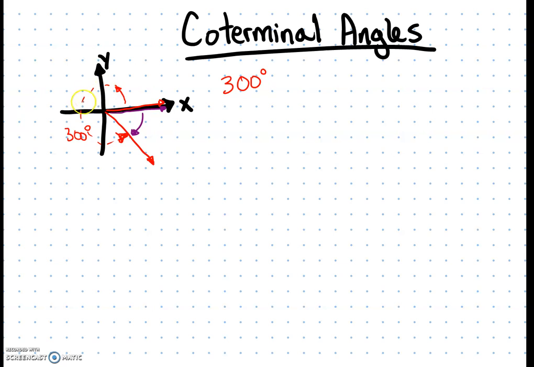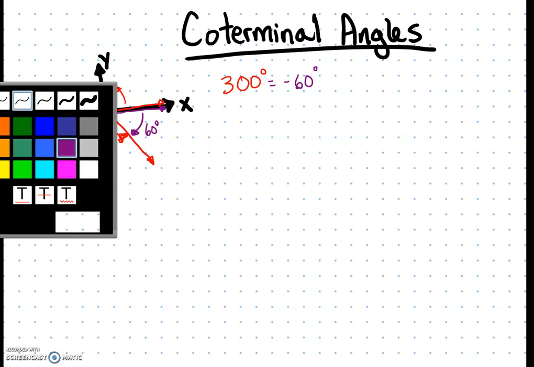Well, if the entire circle all the way around is 360 degrees, then I would have to travel 60 degrees in a negative direction in order to reach that 300-degree angle. So we call 300 degrees and negative 60 degrees coterminal angles. They both start along the x-axis heading in a positive direction, and they both end along the same terminal ray. Let's find one more while we're at it.